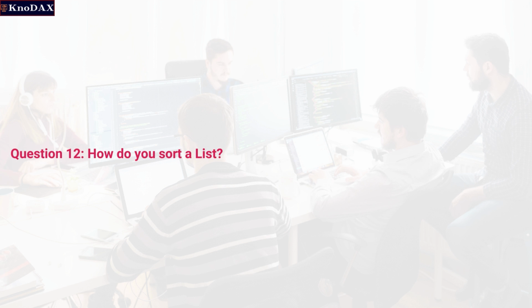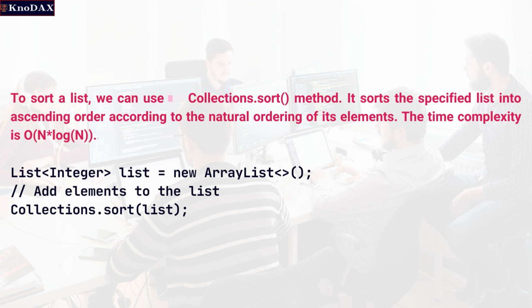How do you sort a list? To sort a list, we can use the Collections.sort method. It sorts the specified list into ascending order according to the natural ordering of its elements. The time complexity is n log n.